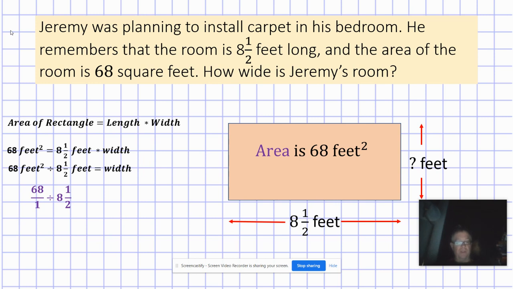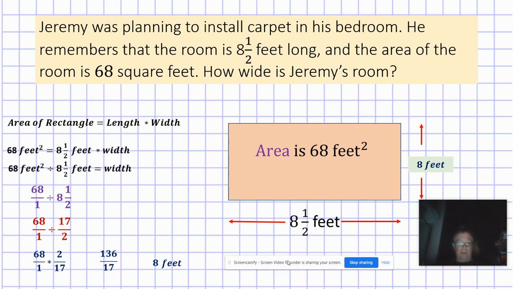So it's 68 divided by 8.5. Make 8.5 into an improper fraction, 17 divided by 2. Now multiply by the reciprocal. Multiply by 2 17ths. You get 136 divided by 17. Go divide. The whole number is 8, and that's 8 feet. I'll move the label over here, and that's it. So use a simpler problem to make sense of a more challenging problem. And that's it.